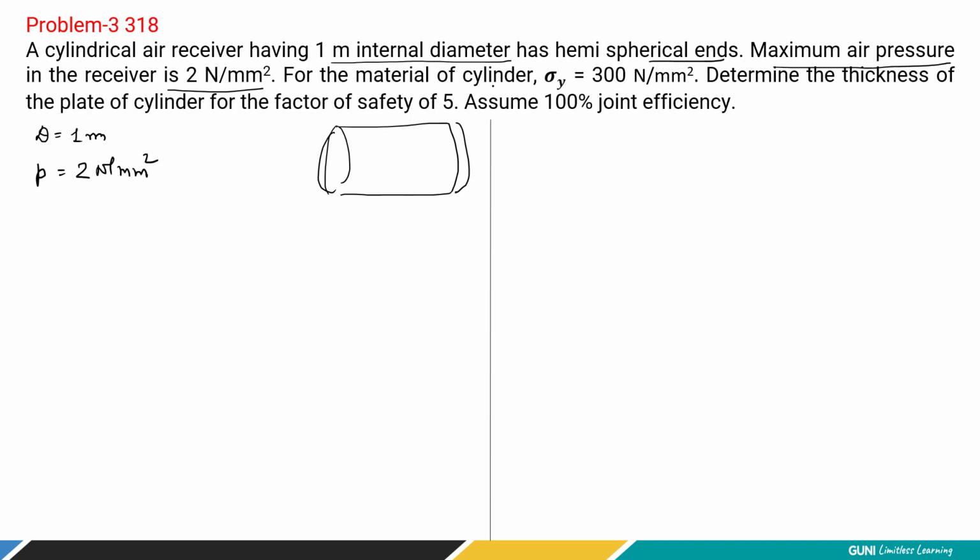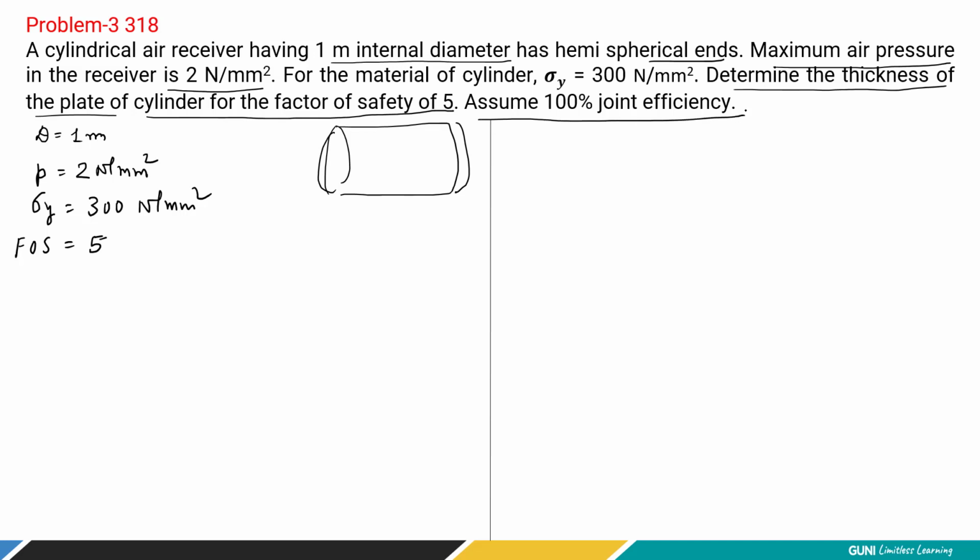For the material of the cylinder, the ultimate stress is given as 300 Newton per millimeter square. Determine the thickness of the plate of the cylinder for a factor of safety of 5. So here we have been given a factor of safety of 5. Assume 100% joint efficiency. So we are going to take 100% efficiency, that means it is 1. Now it's a very simple numerical.